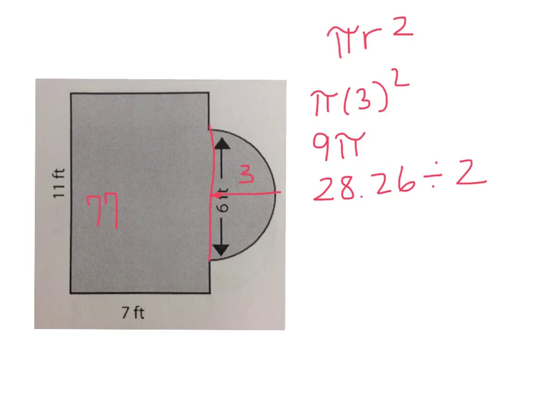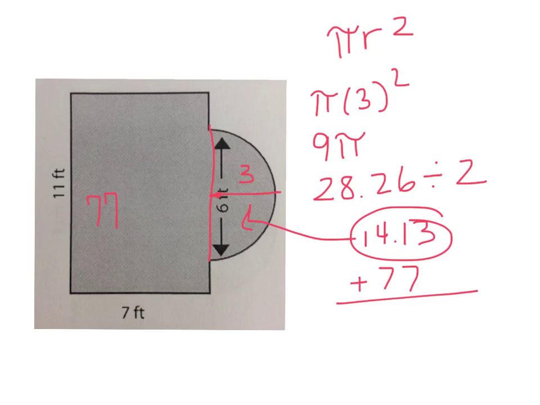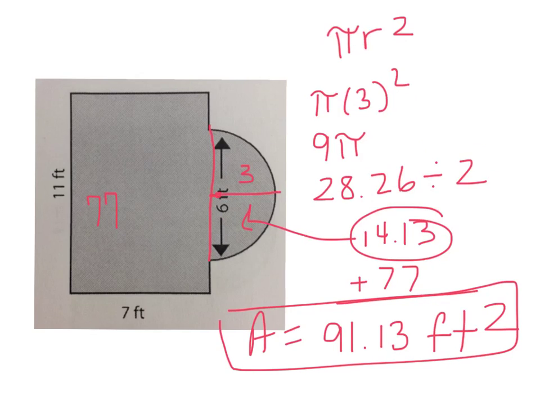And when I do that, I get 14.13. So now this is the area of the semicircle here. I'm going to go ahead and add that to the 77, which was the area of the rectangle, for a total of 91.13 feet squared. And there's my answer.